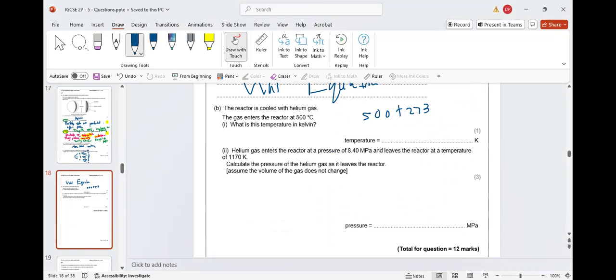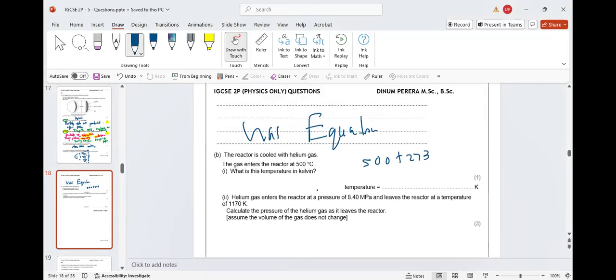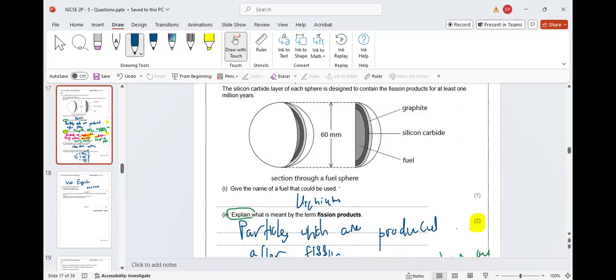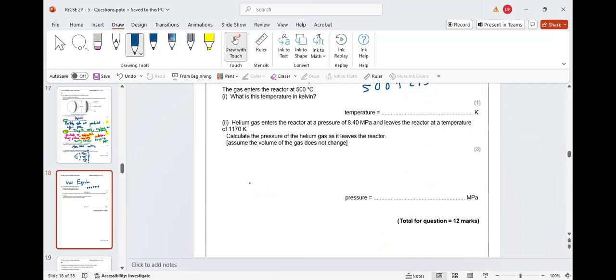Helium gas enters the reactor at a pressure of 8.40 megapascal and leaves the reactor at a temperature of 1170 Kelvin. Calculate the pressure of the helium gas as it leaves the reactor. Okay, so here we are going to use the equation which links pressure and temperature, because the volume of the reactor would be the same, it does not change, right? So volume is constant and pressure and temperature are changing.